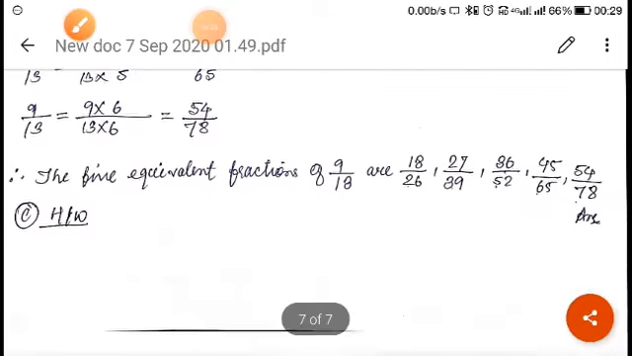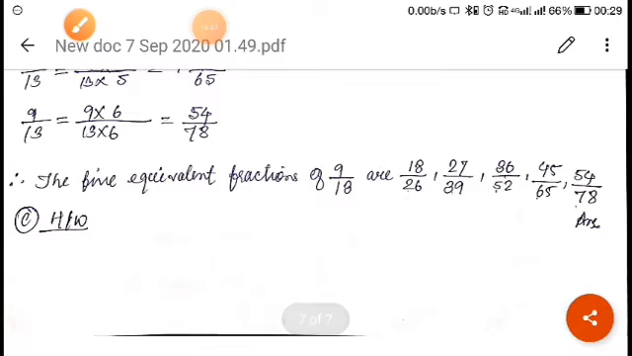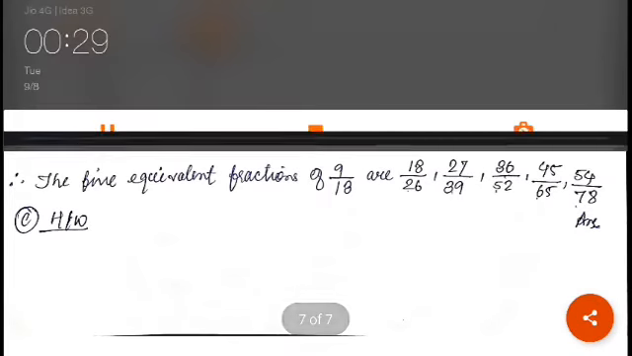Okay, so question number 6, C is your homework, which is 3 by 5. For 3 by 5, we have to find the 5 equivalent fractions. It is the same, you have to multiply 3 by 5, first of all by 2 by 2, after that 3 by 3, 4 by 4, 5 by 5, then 6 by 6. Okay, you will get 5 equivalent fractions. I hope you have understood this, right?